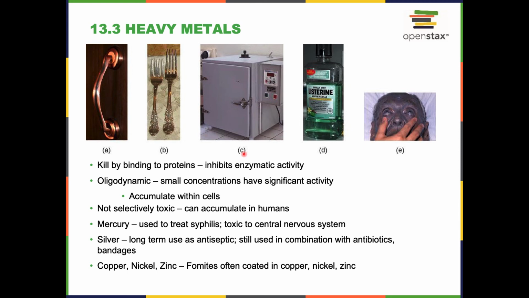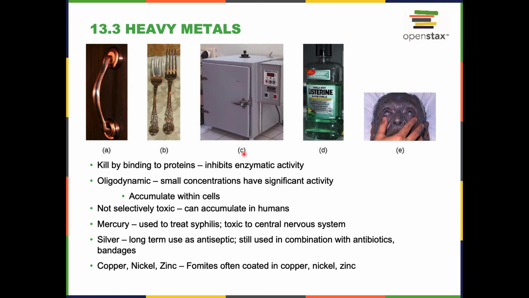And so we say the action of heavy metals is oligodynamic, in that you don't really need too much. Small concentrations can have quite a significant effect, because we don't metabolize them. They just stick around, so they accumulate within cells. Over time, these things are going to cause some problems, which makes an issue: it's not selectively toxic.